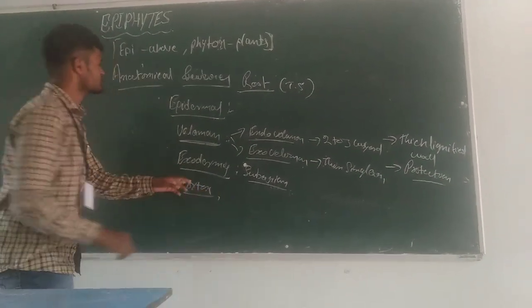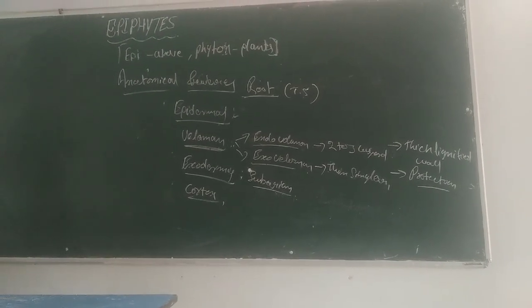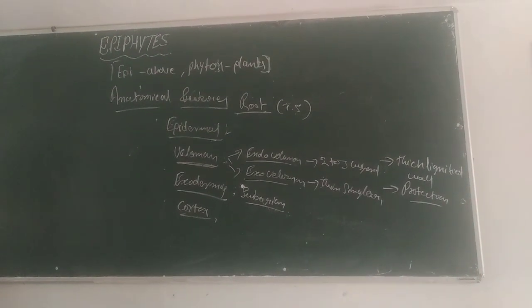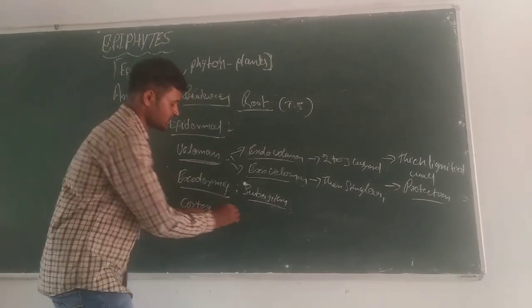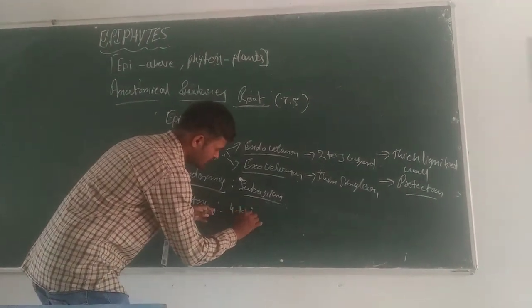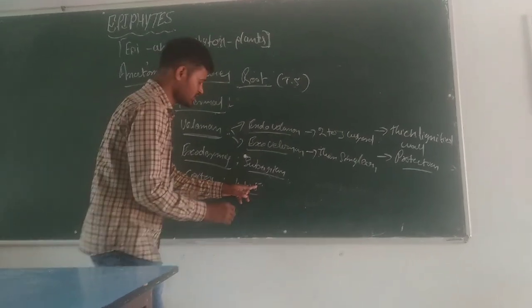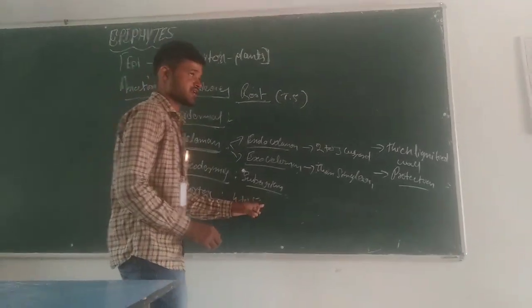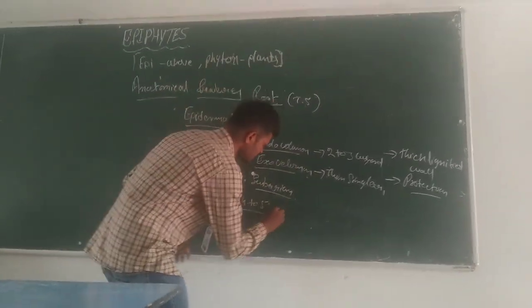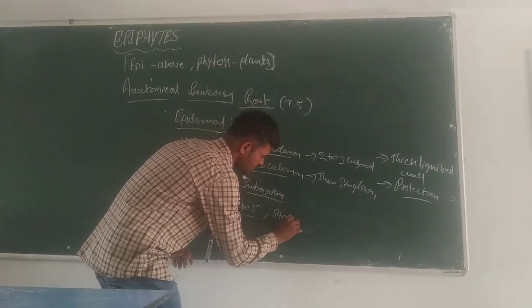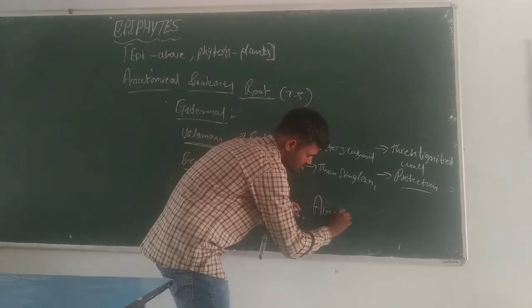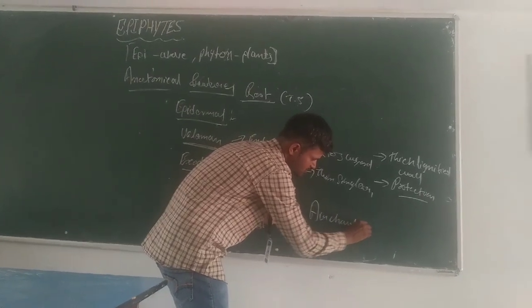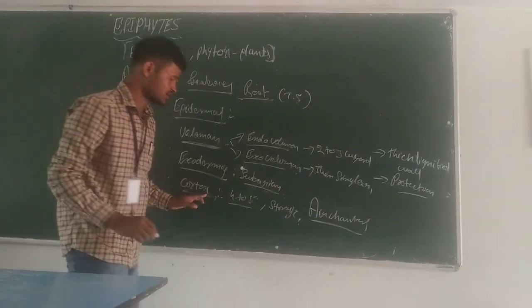The cortex region of the root system: small air chambers are present. The cortex is 4 to 5 layers, and in this cortex region there is a storage function. Air chambers are also present in the cortex region.